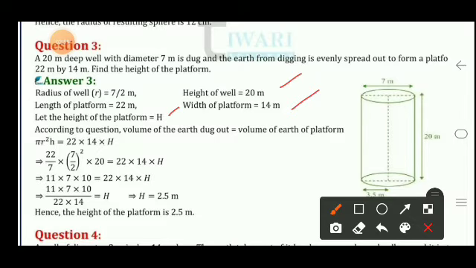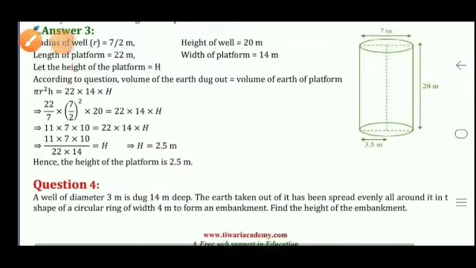So now according to the question, the volume of the earth dug out is equal to the volume of the earth of the platform. The volume of the earth taken out will be the volume of the cylinder, that is pi R square h, and the volume of the platform will be L into B into H, that is the volume of the cuboid. So putting the values, 22 upon 7 into 7 upon 2 into 7 upon 2 into 20 is equal to 22 into 14 into h. On solving this, we get h is equal to 2.5 meters. That is, the height of the platform is 2.5 meters.